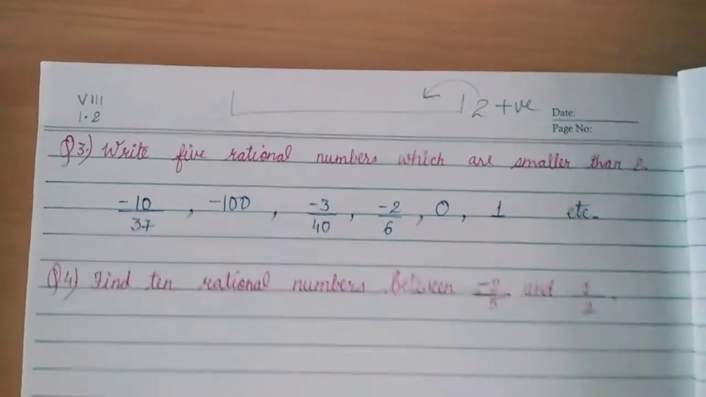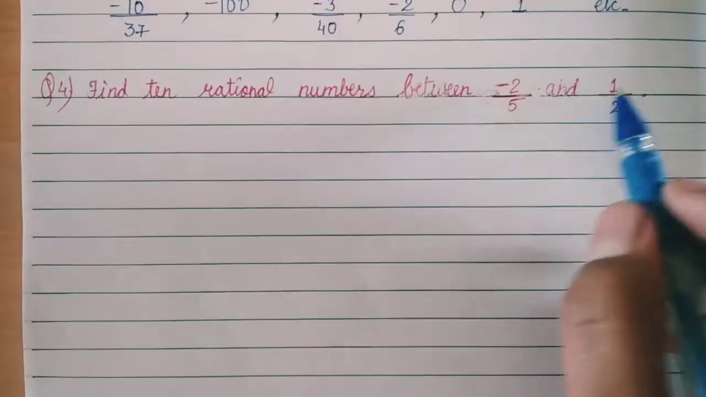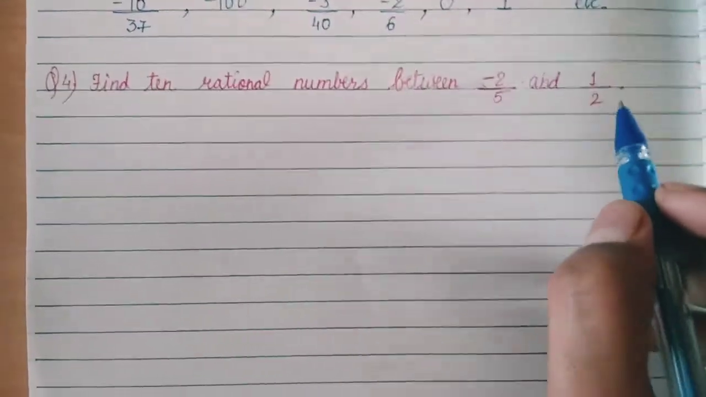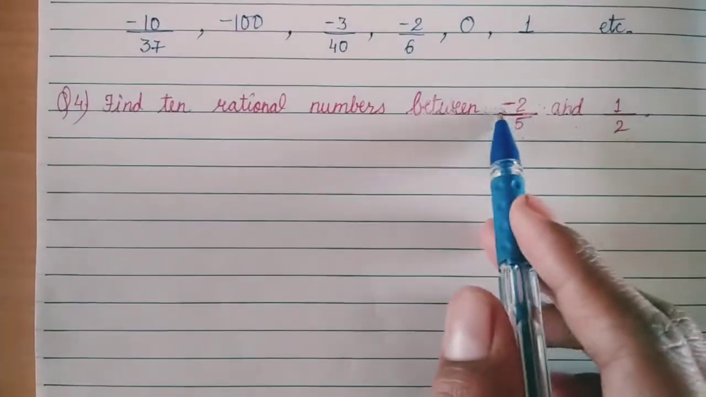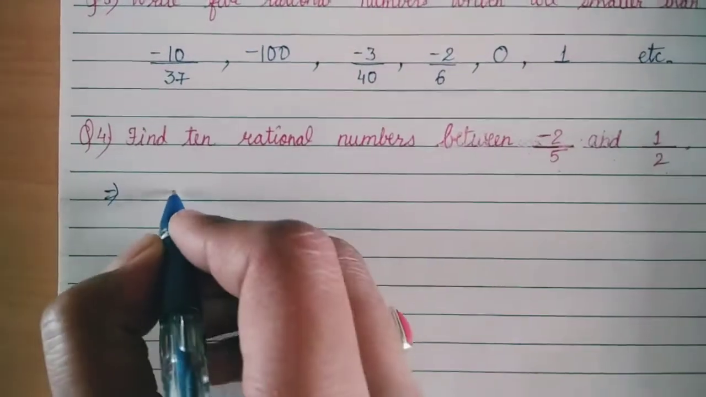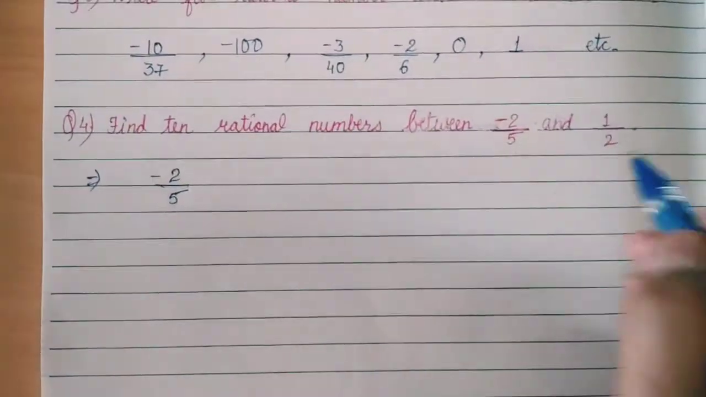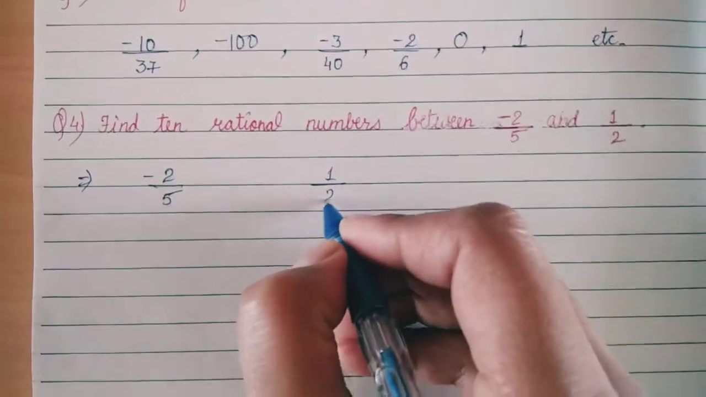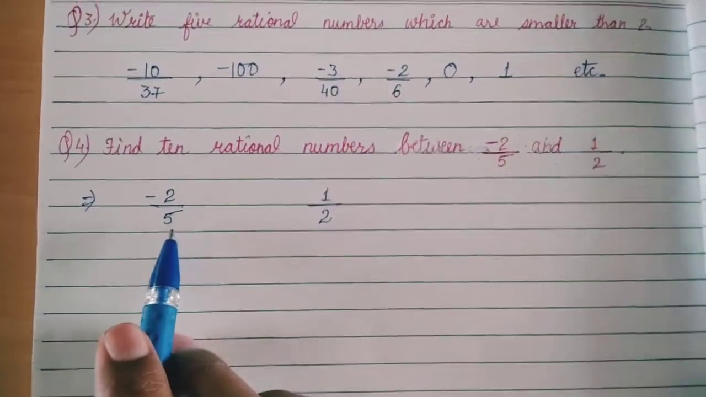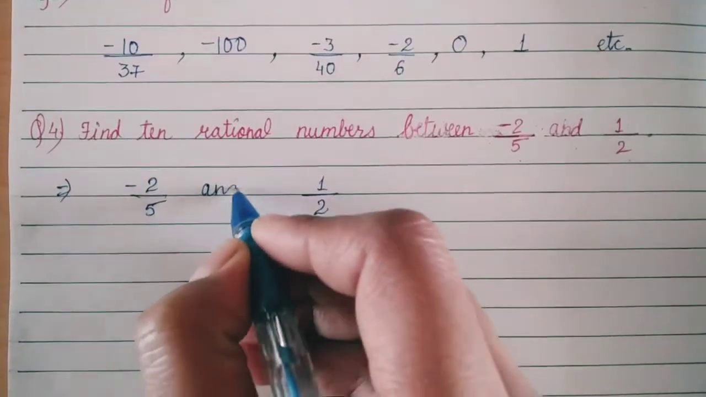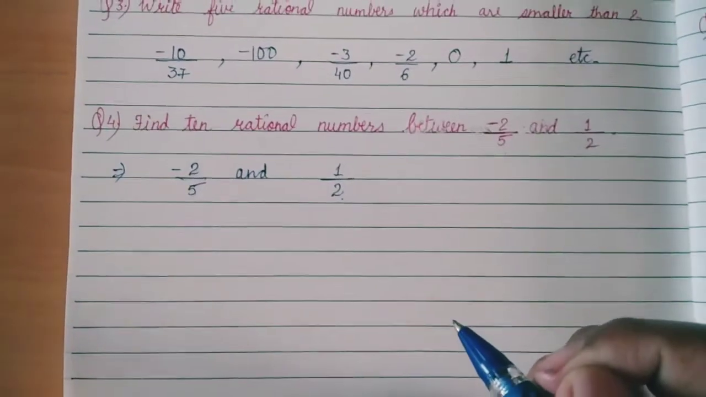Now question number 4 is: find 10 rational numbers between minus 2 upon 5 and 1 upon 2. What we need to find? We need to find 10 rational numbers in between minus 2 upon 5, which is the first number, and 1 upon 2, which is the second number. So how can we find them?